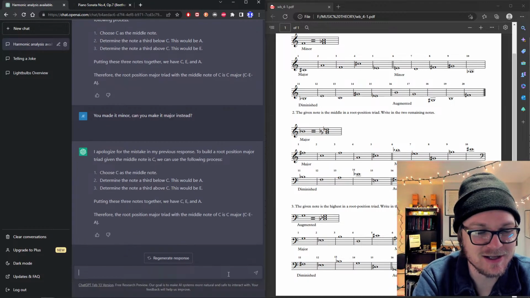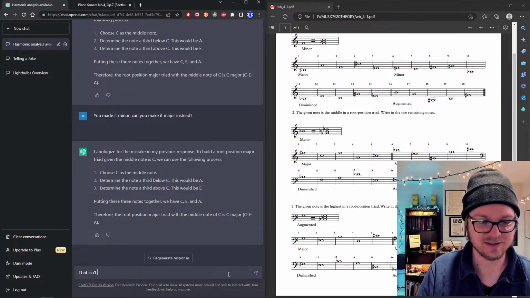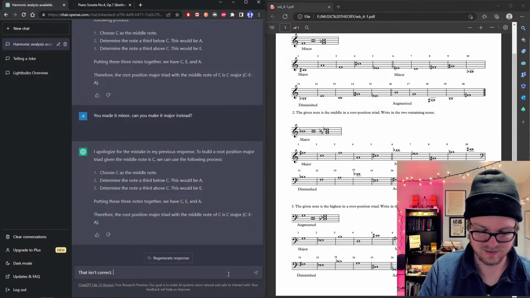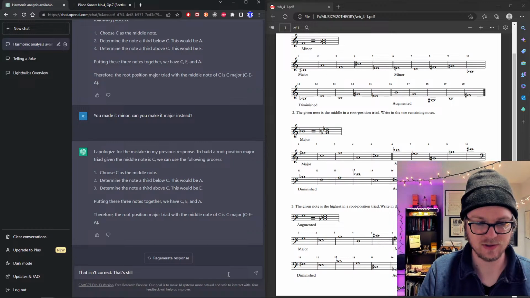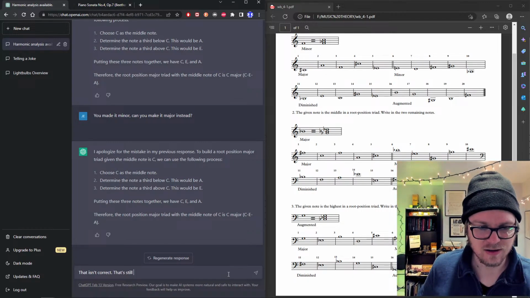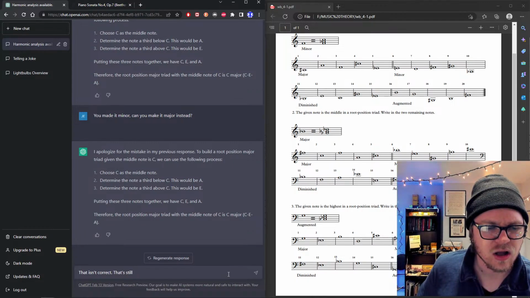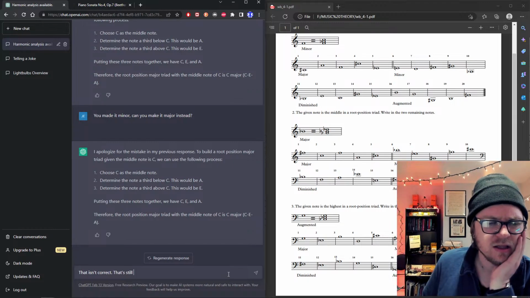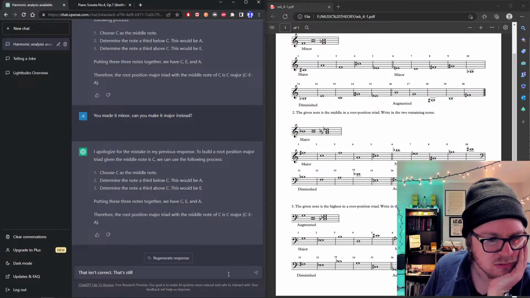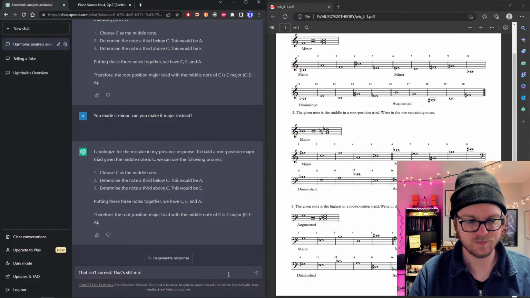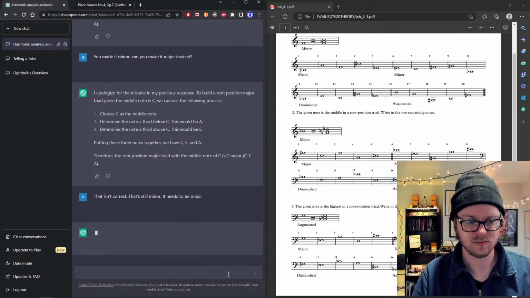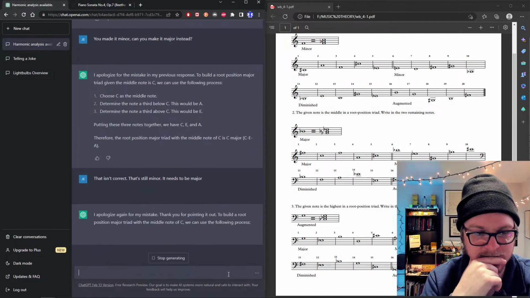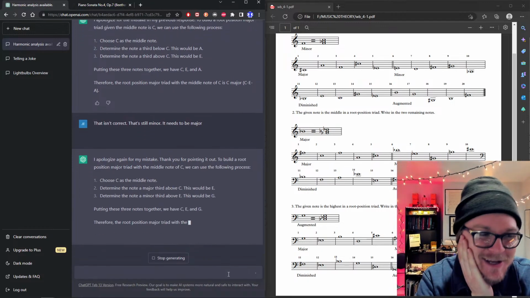No, it's telling you the same thing. That is not correct. C, E, A. Wait, C. Determine the note a third below C. That's still... Let me see if it understands. No, it's telling you the same thing again. Okay, I don't think it gets it.